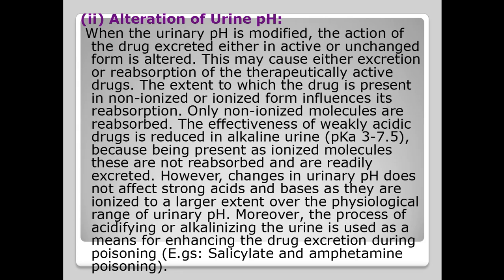Only non-ionized molecules are reabsorbed. The effectiveness of weakly acidic drugs is reduced in alkaline urine, pKa 3 to 7.5, because being present as ionized molecules, these are not reabsorbed and are readily excreted. However, changes in urinary pH do not affect strong acids and bases as they are ionized to a larger extent over the physiological range of urinary pH. So the normal range of urinary pH is enough for strong acids and bases to get ionized. So they will be easily excreted.